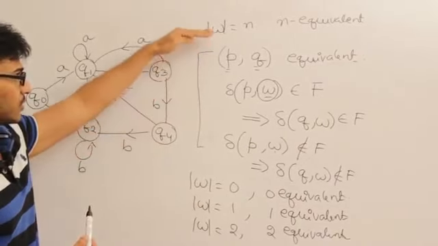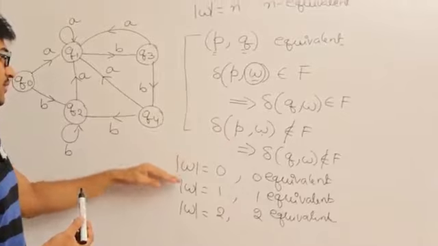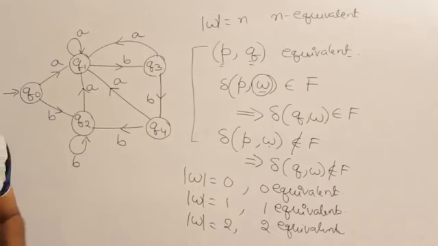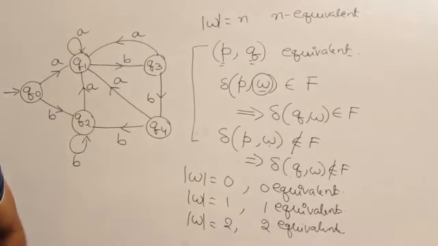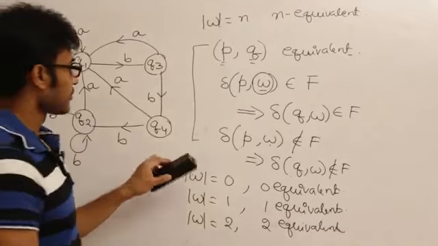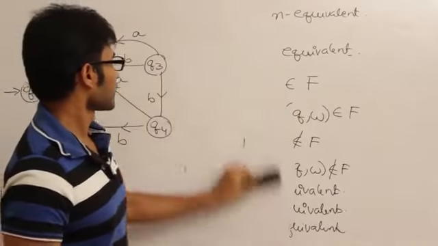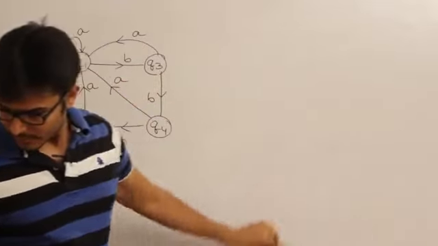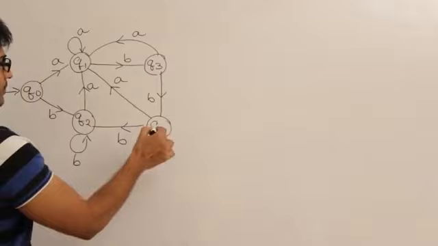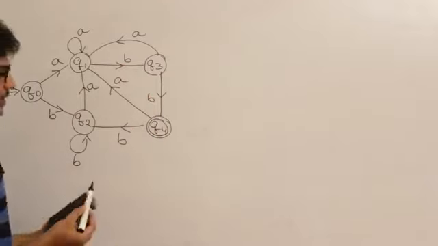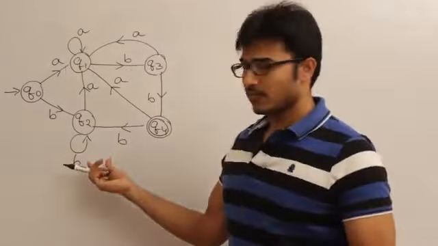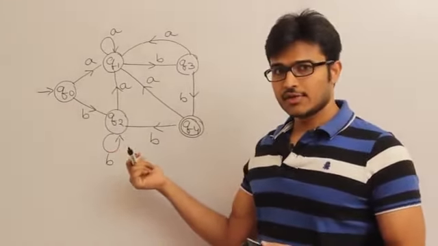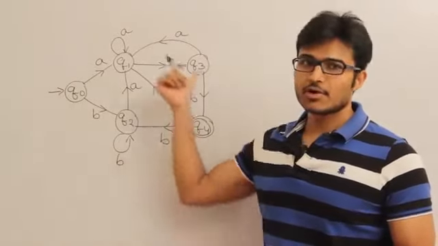So why use this equivalence property and 0 equivalence, 1 equivalence, 2 equivalence? I'll take an example and explain with that. So let us say this is the finite automata, a DFA. We are going to minimize only DFAs, not NFAs. This is the automata, which is a DFA, and I want to minimize the number of states in this.